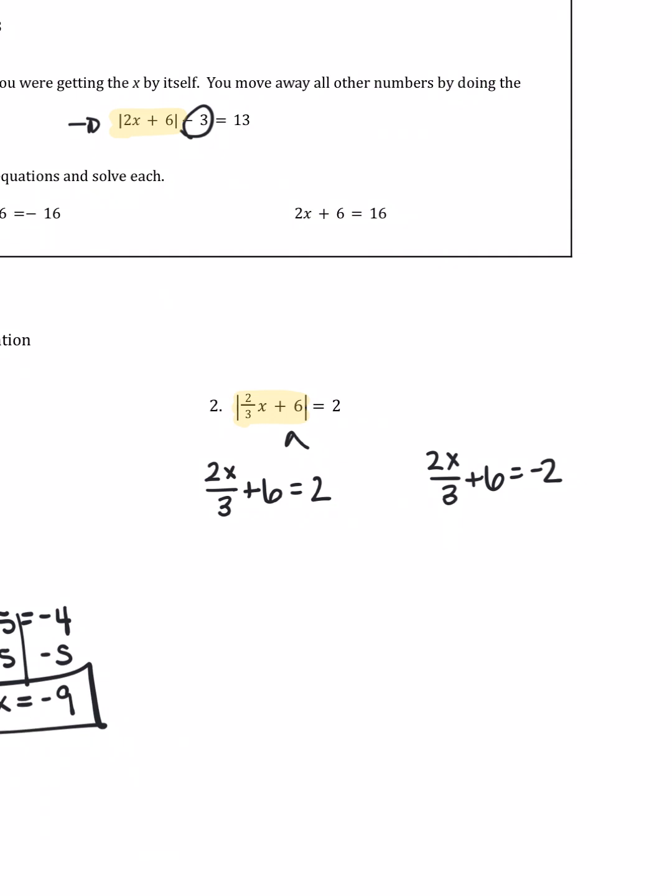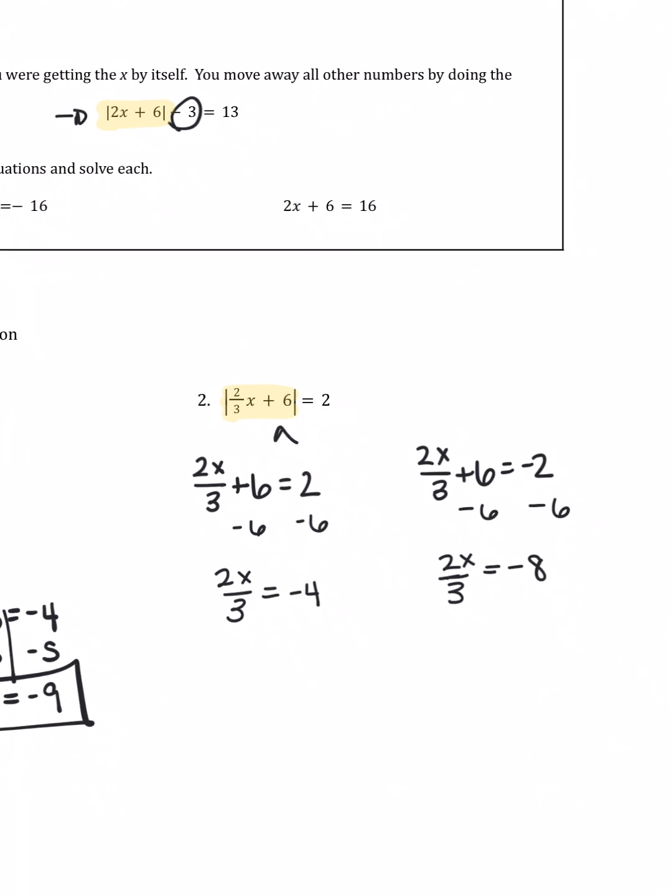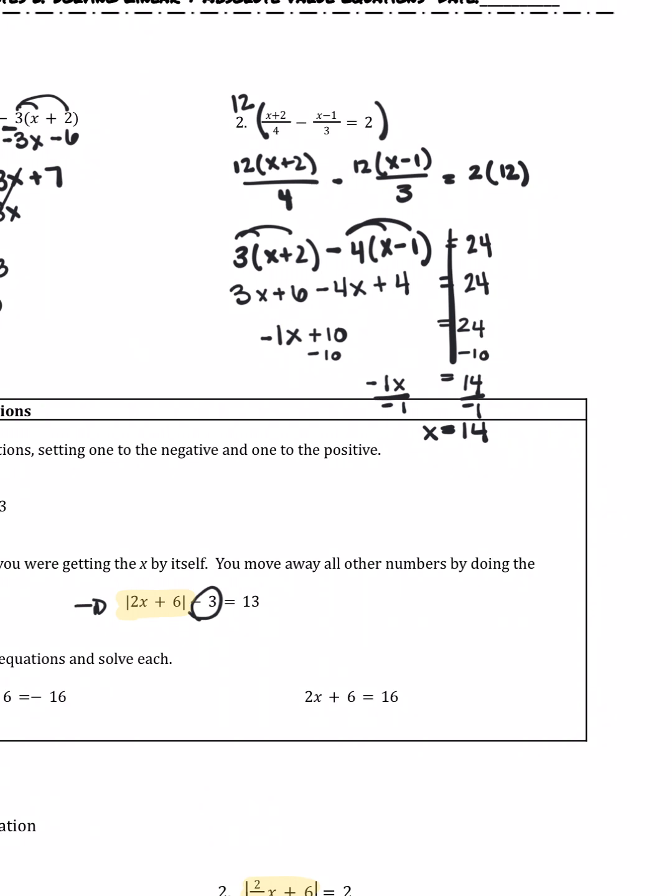I always put the x on the top. That's just my go-to thing. The x, the variable, whatever it is, I always put on the top of a fraction. So what you're going to do then is subtract 6. We're going to just solve this like we normally know how. And we're left with 2x over 3 equals -4, and 2x over 3 equals -8. So you might be asking me, why didn't I solve or get rid of the fraction like I did up here on this problem, when we were doing the linears?